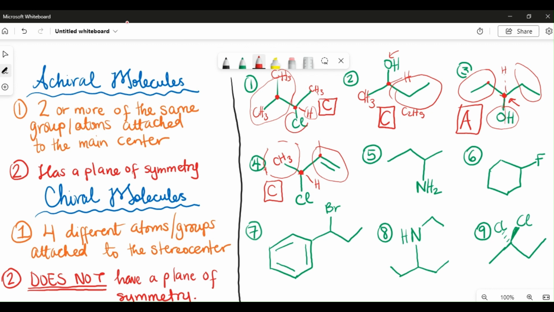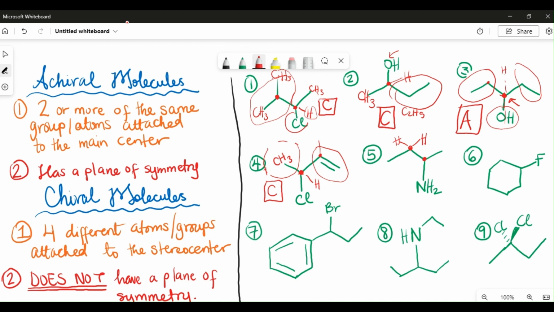Now we're going to do the same for number 5. We have this center here. This is going to be an achiral center because we have 2 imaginary hydrogens, so they don't work. Now we check out this one. We see that this particular one is connected to an NH2 group, right?